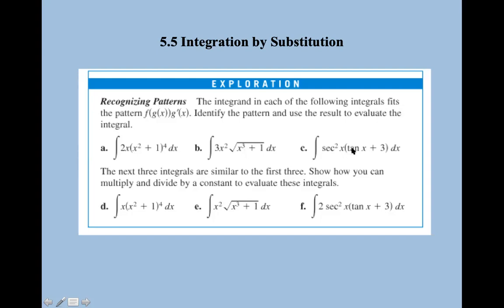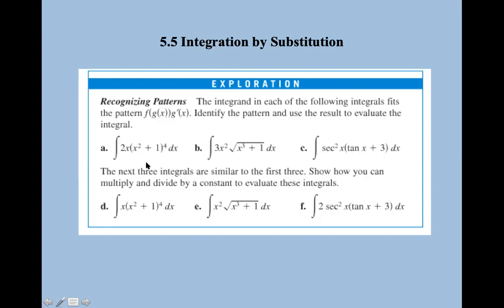All right, here's another one. So it looks like here's my more complicated part. The derivative of tangent is secant squared. So I would be finding the antiderivative of tangent of x plus 3 to the 1st, which would be 1/2 times the tangent of x plus 3 squared.